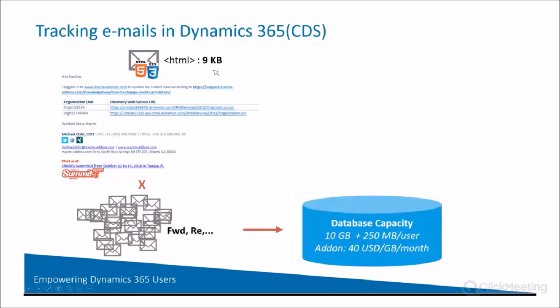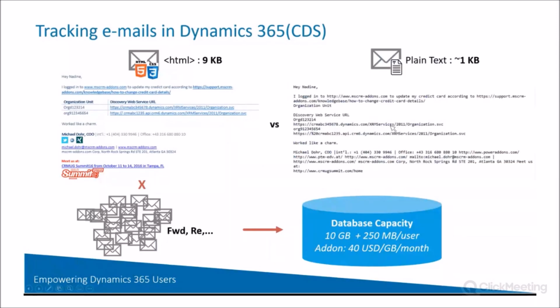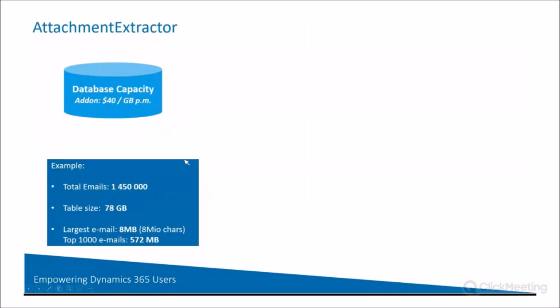If you think about it, just one email, no big deal, but lots and lots of emails, a lot. Here we have the same email in plain text. It's the same exact email, but instead of being 9K, this is under 1K. So what does that mean for us? If we convert those emails and strip the HTML and everything like that out of them, we'll save on our database capacity over the long run.